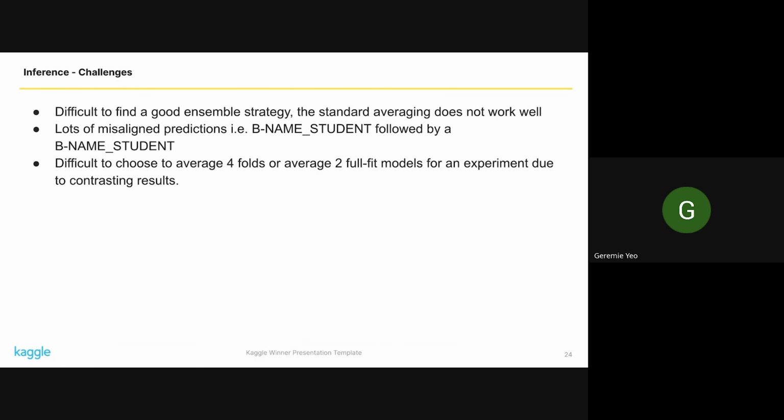Similar to training, we also faced various challenges during inference. Firstly, it is very difficult to find a good ensemble strategy, where the standard averaging and voting do not work well. Secondly, the model always makes a lot of misaligned predictions which do not make sense from a human perspective, so there are two B-name students coming adjacent to each other. It was also very difficult to choose to average 4 folds or average 2 full-fit models for an experiment due to contrasting results on the leaderboard. Next slide.